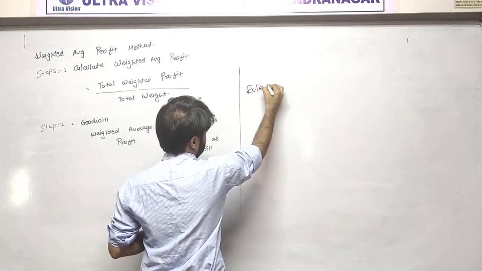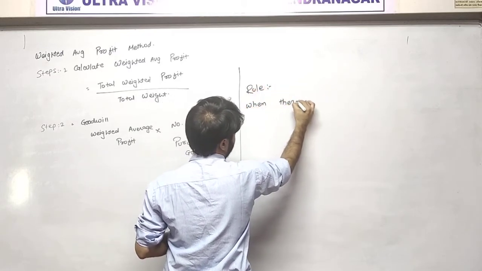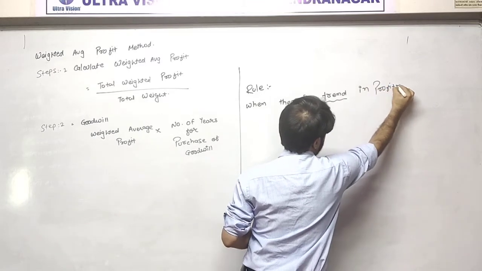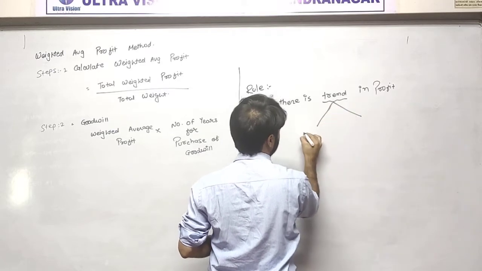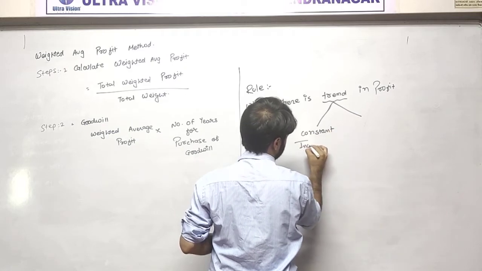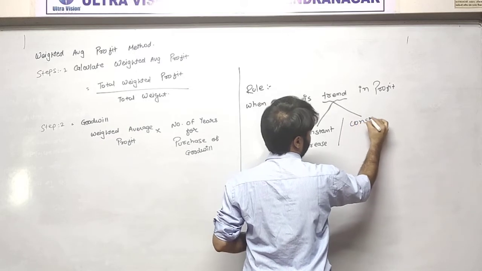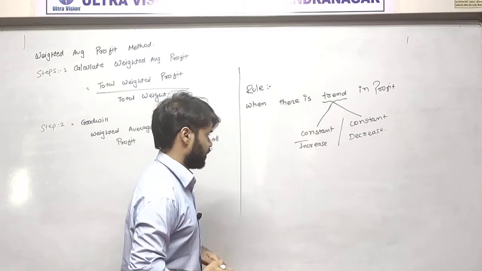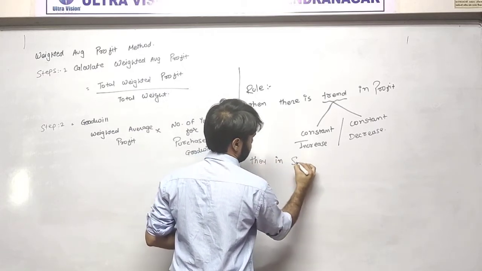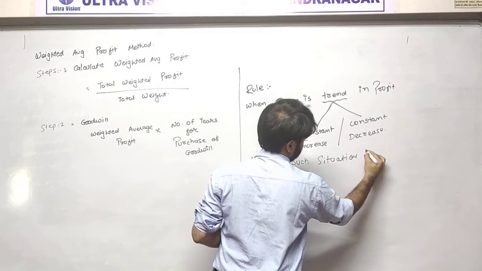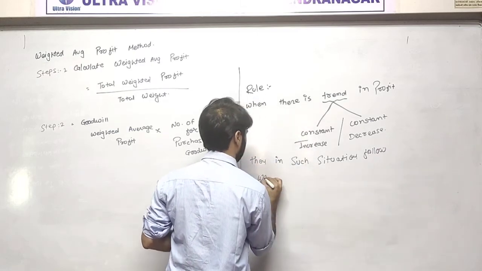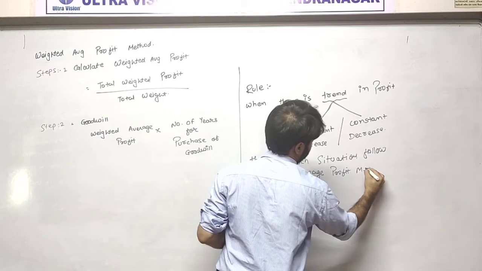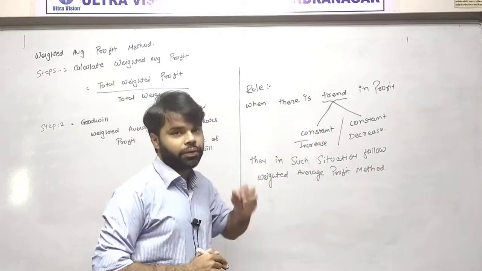This is the rule. When there is a trend in profit, so what is a trend? Constant increase or constant decrease. Either constant increase or constant decrease. Then, in such a situation, follow the weighted average profit method.